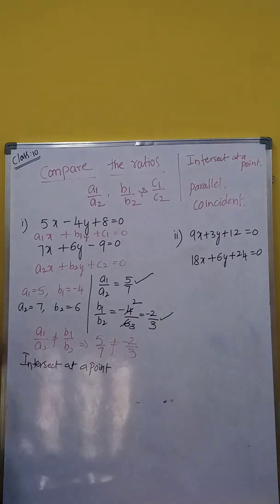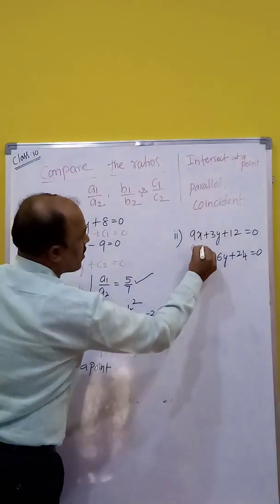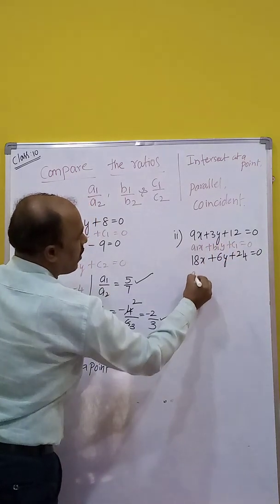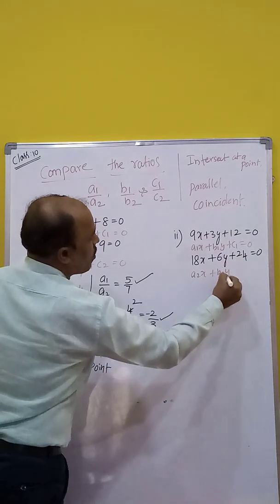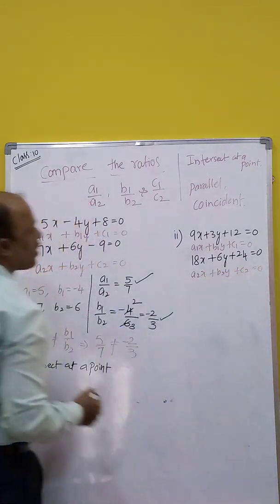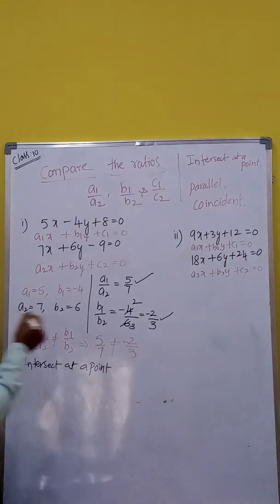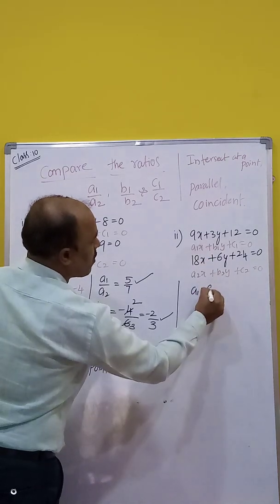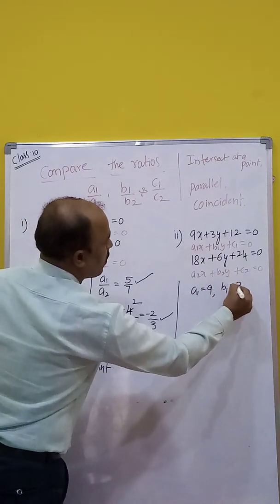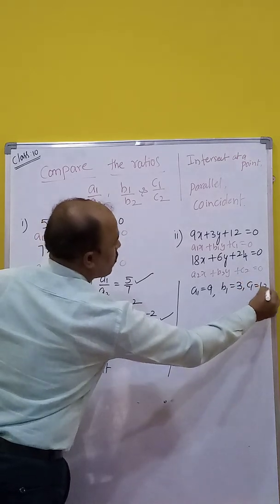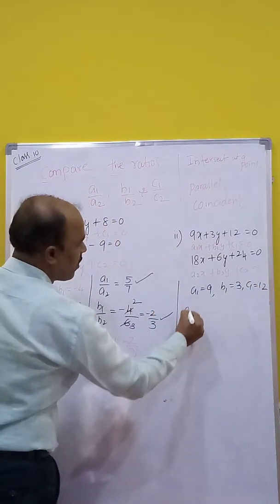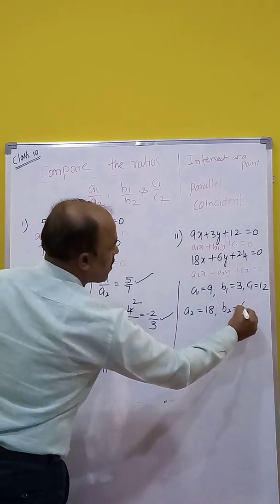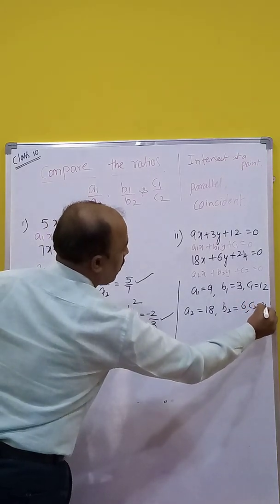Now come to the second one. Compare the same again with a1x plus b1y plus c1 is equal to 0, and the second one a2x plus b2y plus c2 is equal to 0. First write the values. a1 is equal to 9, b1 is equal to 3 and c1 is equal to 12. Come to the second one: a2 is equal to 18, b2 is equal to 6 and c2 is equal to 24.